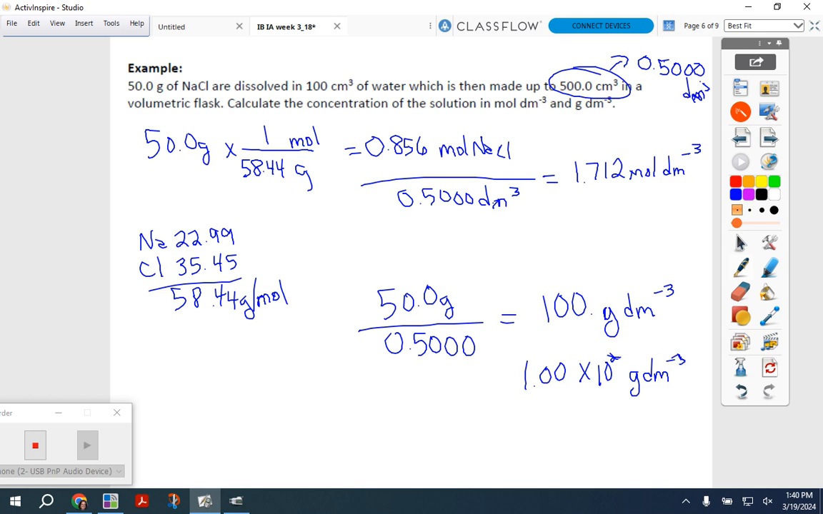Again, if you write this as grams per liter or g/dm cubed, any of those things they will accept, but you have to understand what this means. Yes? 10 to the second? Oh, yeah, sorry, my 2 is a little bit cruddy here.